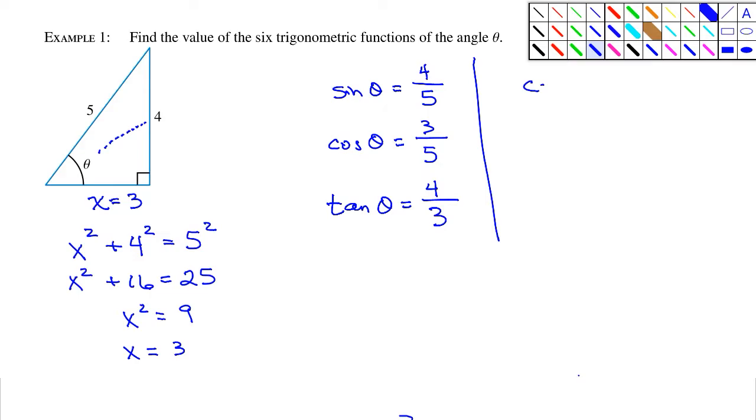And now for the others, let's just take some reciprocals here. So the cosecant of theta is 5 over 4, the secant of theta is 5 over 3, and the cotangent of theta is equal to 3 over 4.